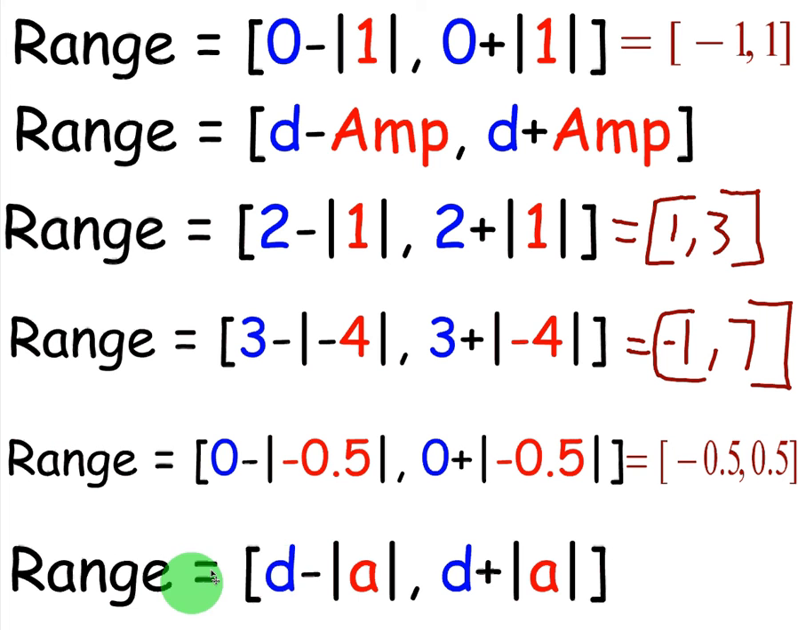So in general, the range will always be, including the first value, d minus amplitude, comma, and then the highest value, d plus the amplitude, including that value. That will be your minimum and max. Next video, I will show you a formal proof of this. If you have any other questions about these visual illustrations, let me know.